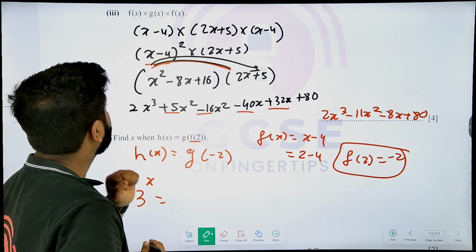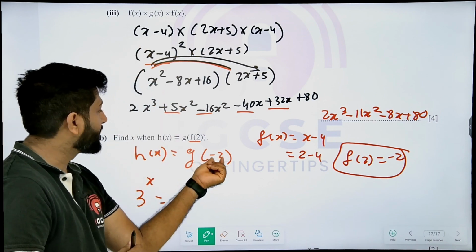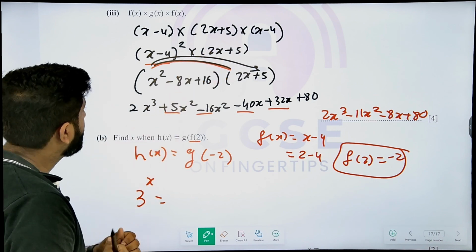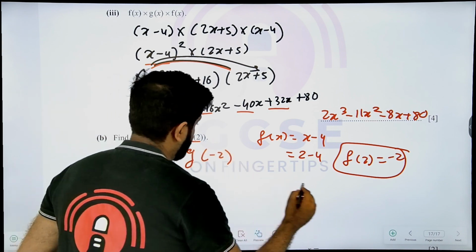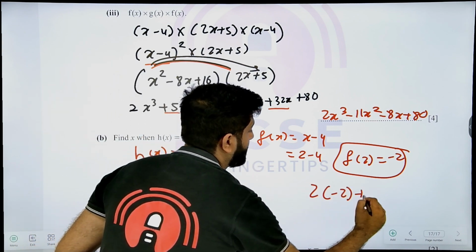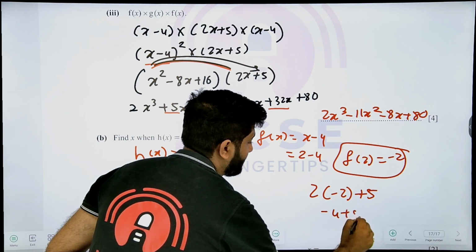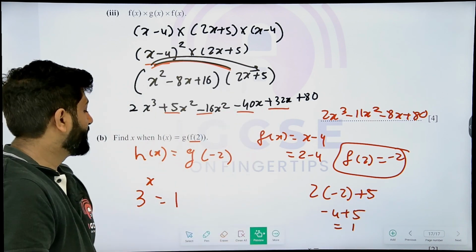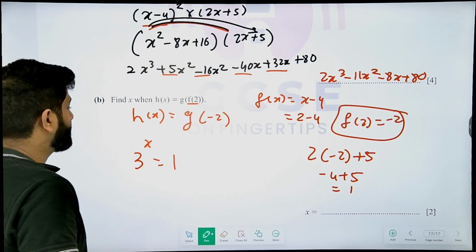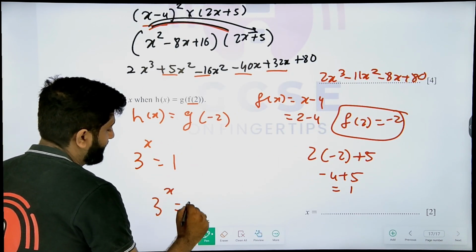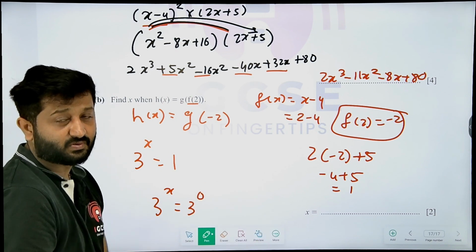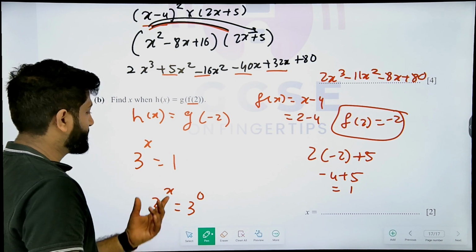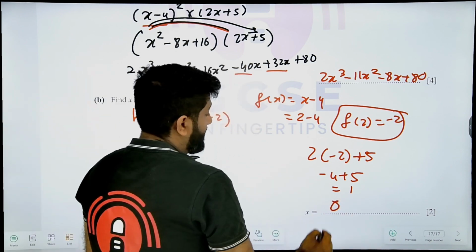And g of negative 2 means I'll have to substitute negative 2 instead of x in g. Right, so you have 2 times negative 2 plus 5, which is negative 4 plus 5, that is 1. So 3 power x equals 1. Now guys, this is only and only possible if this is 3 raised to 0. Any number raised to 0 is 1. So if this is 3 raised to 0, then we can have the answer as 1. So the value of x is 0.